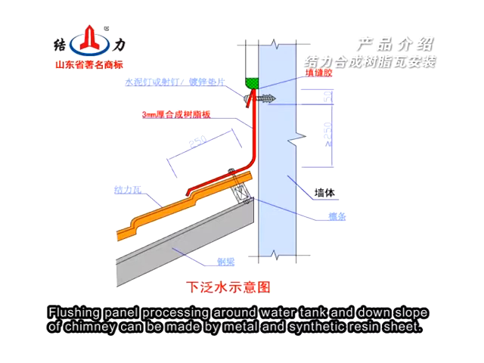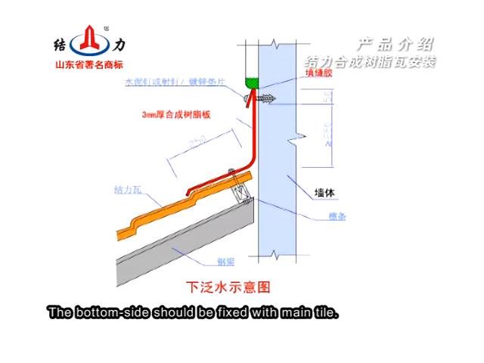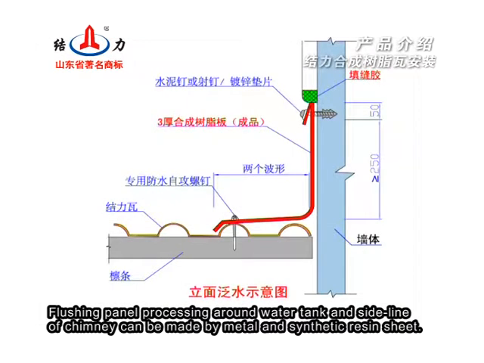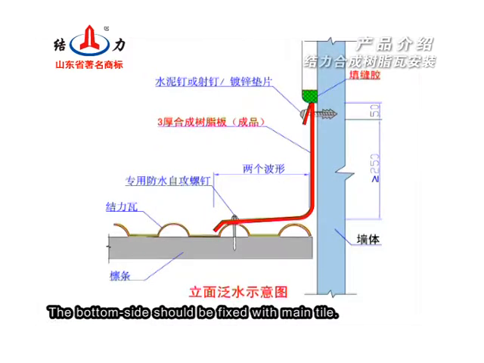Flushing panel processing around the water tank and down slope of the chimney can be made of metal and synthetic resin sheet. The upside of the flushing panel should be fixed below the waistline of the building. The bottom side should be fixed with main tile. Flushing panel processing around the water tank and sideline of the chimney can be made of metal and synthetic resin sheet. The upside should be fixed below the waistline of the building. The bottom side should be fixed with main tile.